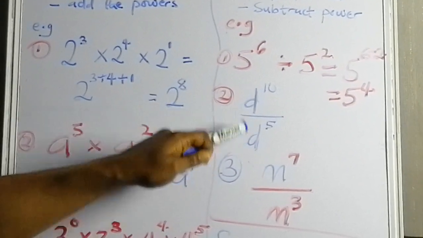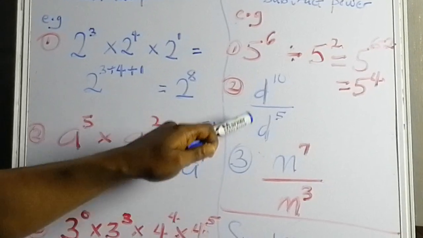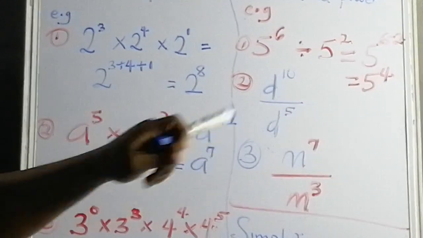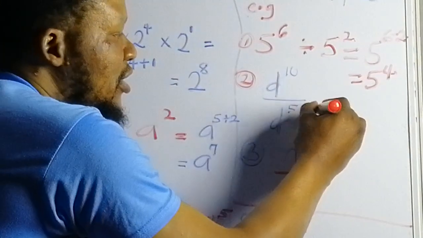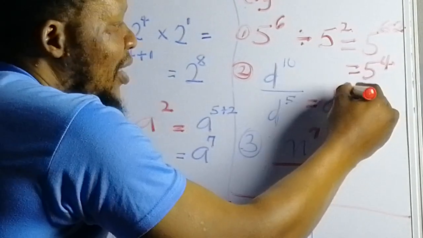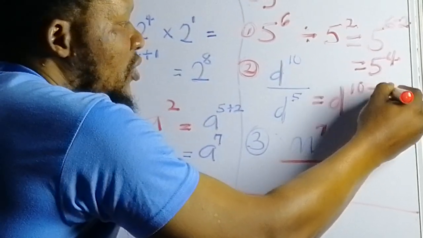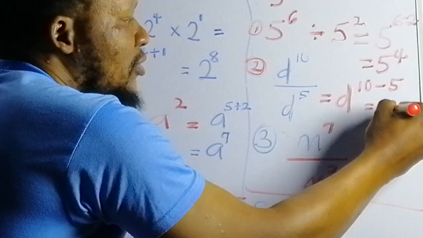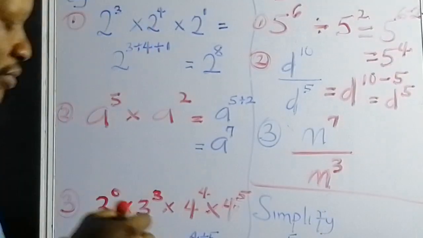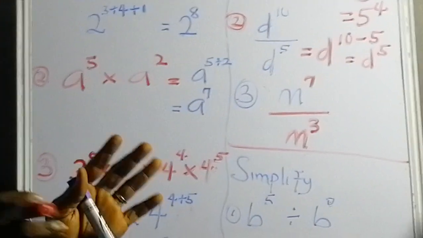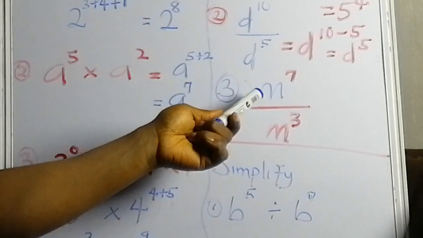So all of these things have laws. Because it's common, pick one D. So this one is the same thing as saying D raised to power 10 minus 5, which is the same thing as D raised to power 5. It's as simple as that. The same thing applies here.